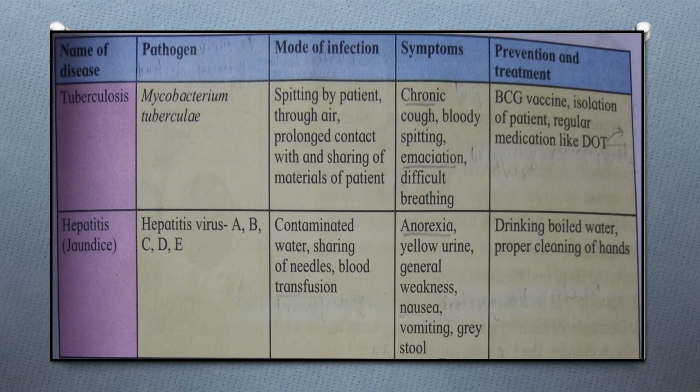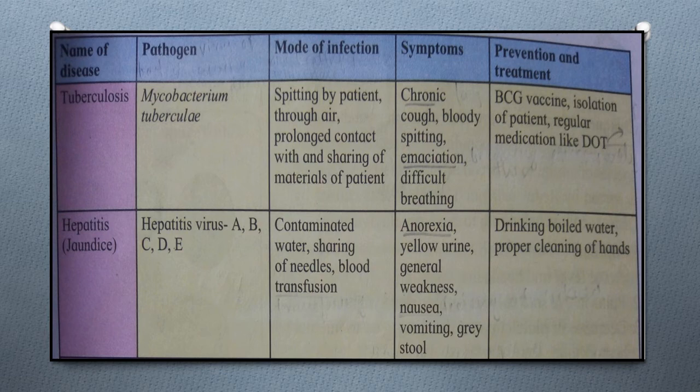Okay, so when one healthy person shares things from the infected person, that person also gets infected with this disease. Symptoms are chronic cough, bloody spitting, emaciation, difficult breathing. Chronic means long term coughing. And what is emaciation? It means becoming very or excessively thin. Prevention and treatment for tuberculosis is BCG vaccine, isolation of the patient, that means the patient is isolated from the healthy person, and regular medication like DOT, which means directly observed treatment.